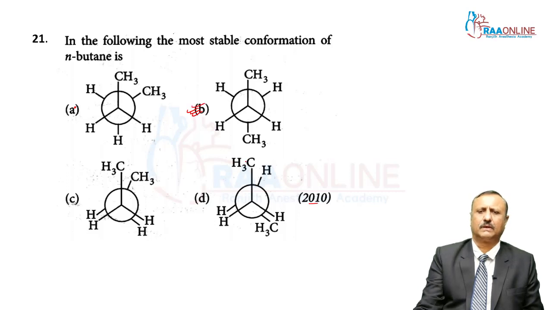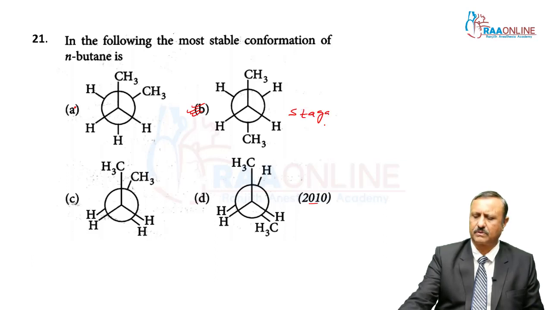In all the other examples you can see the CH3 groups are close to each other, but in this example they are far away. So repulsion is minimum and this form is called the staggered form.